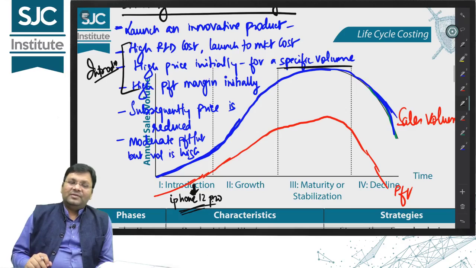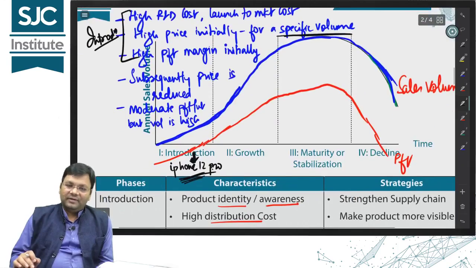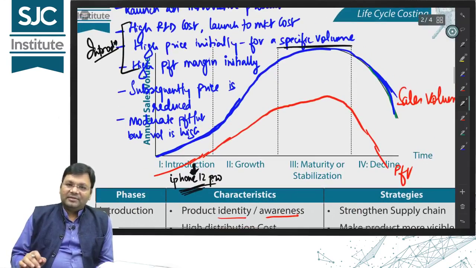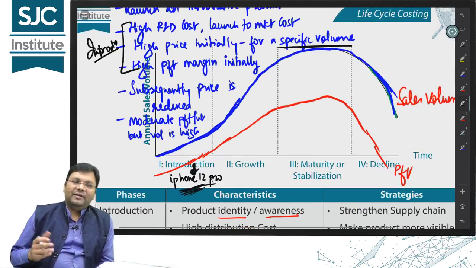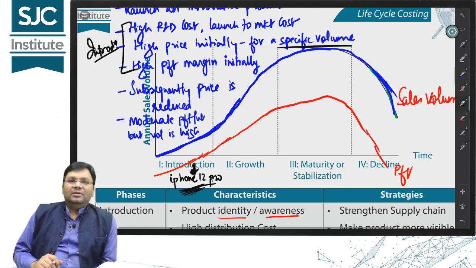Many times what happens, in case of iPhone only, I will tell you, they use a relaunch or replacement strategy to launch their phone. Now what is replacement strategy? If you want to buy iPhone 12 Pro, you can give us your iPhone 11 or 10 and we will give you 50% cash back in your new phone. So this strategy they follow.